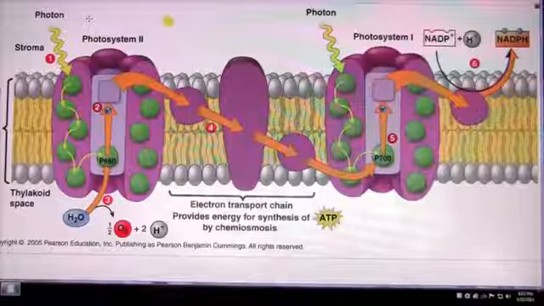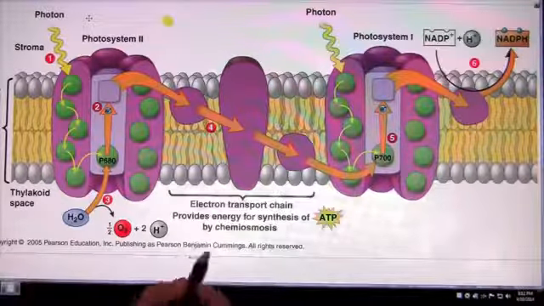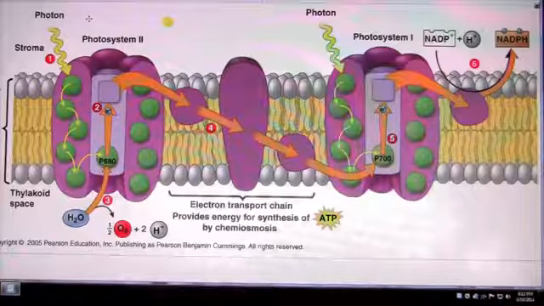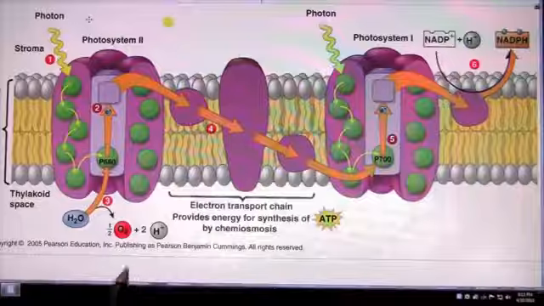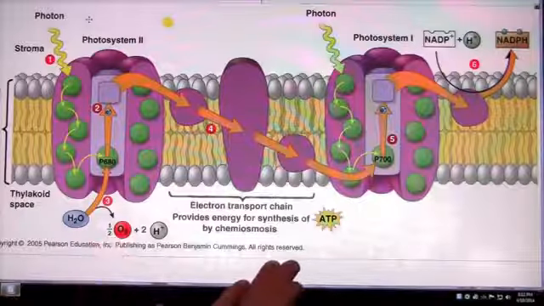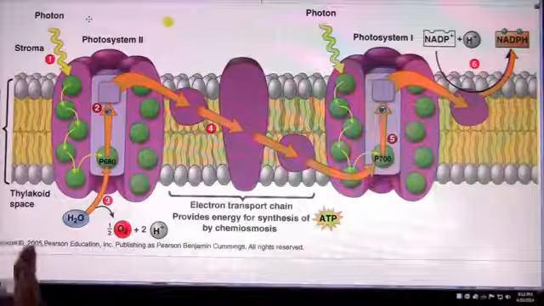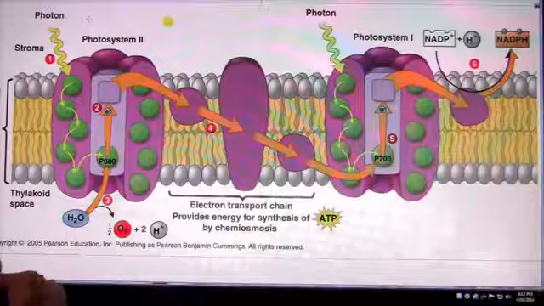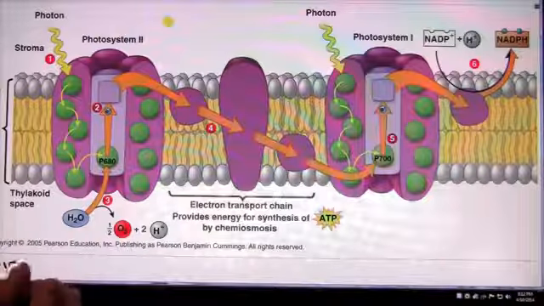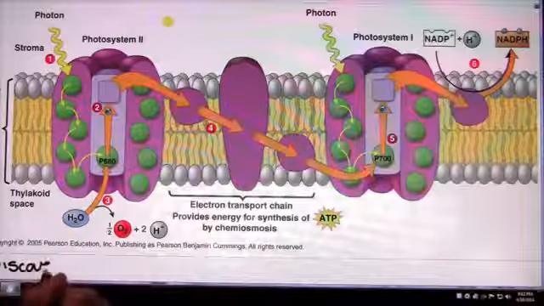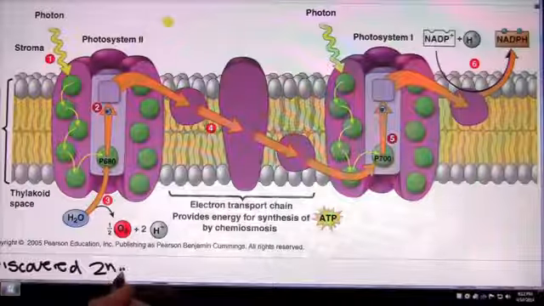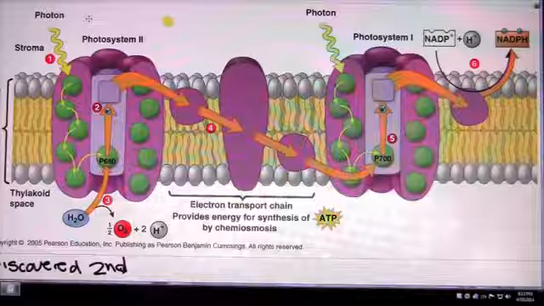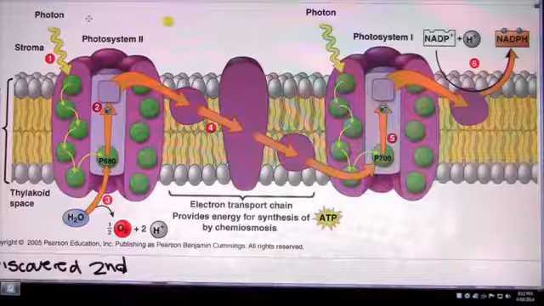Okay, what we're looking at here is photosystem 2 and photosystem 1. So the mechanism first begins with photosystem 2. I know it's called photosystem 2 and this is called photosystem 1, but the reason that it's called photosystem 2 is because it was actually discovered second. Alright, so let's get down to business.